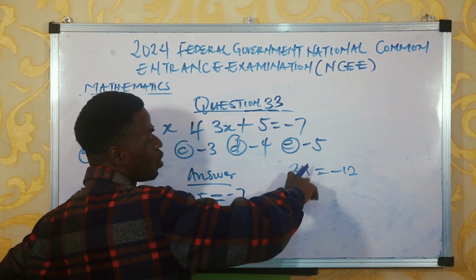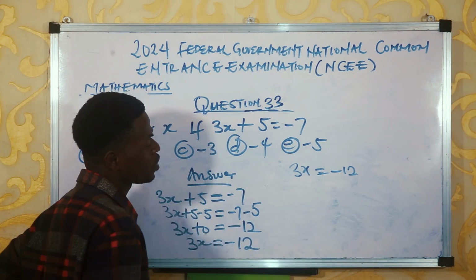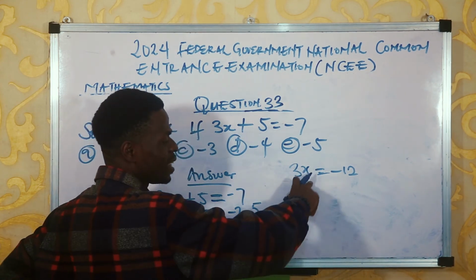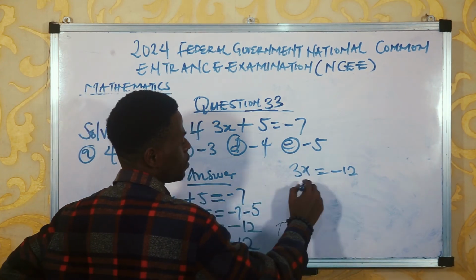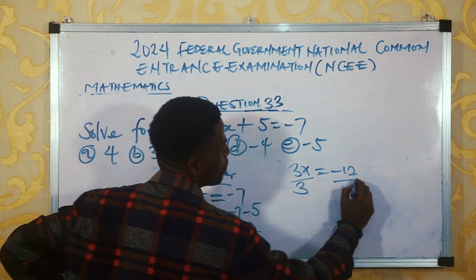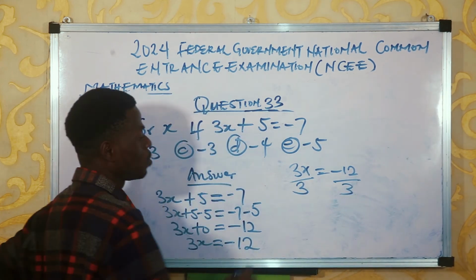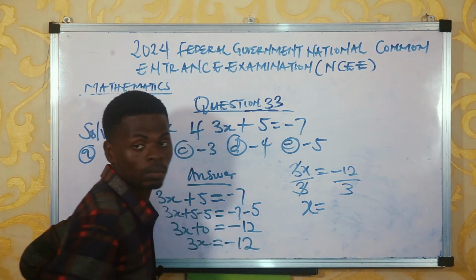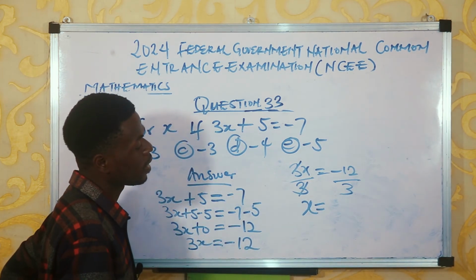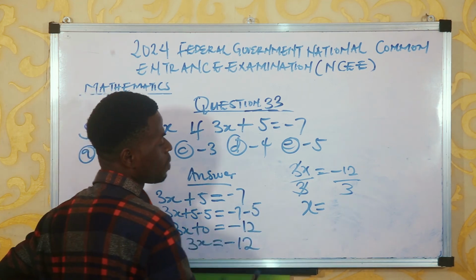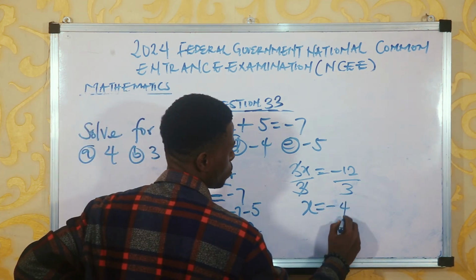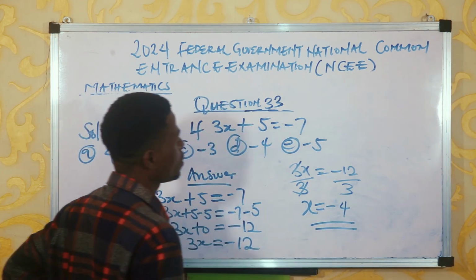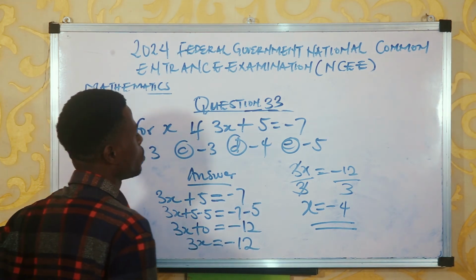This 3 is a coefficient of x. So we are to use the coefficient of x, which is this 3, to divide both sides. So we have 3 here, we have 3 here. Okay, 3 divided by 3, so we have x equal to minus 12 divided by 3. Minus 12 divided by 3 will give us minus 4. So our answer is x equal to minus 4.